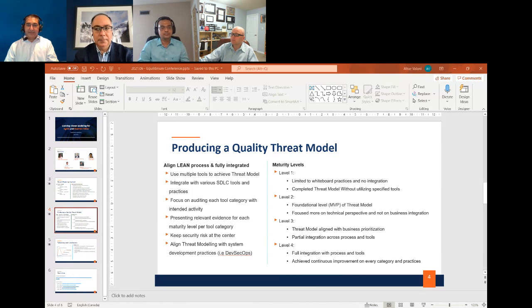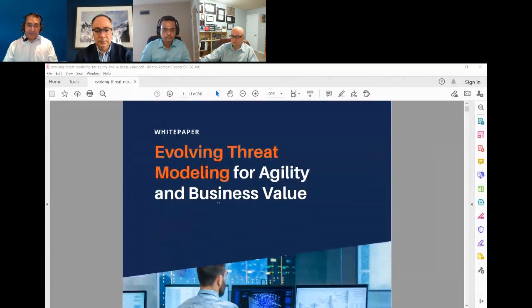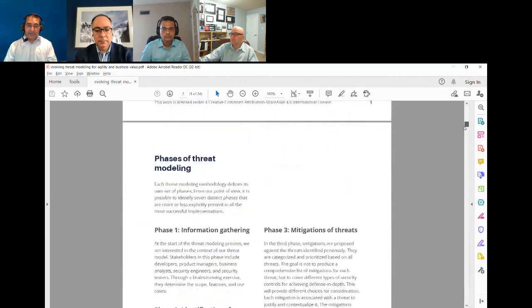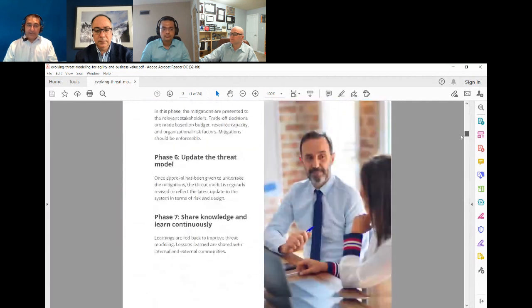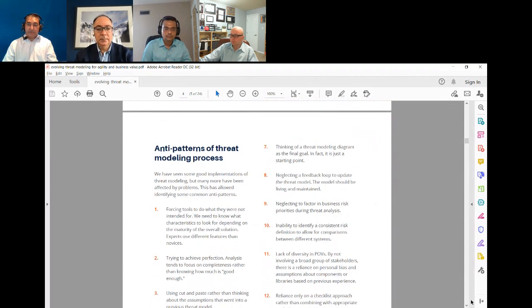Interesting. And I think what I'd like to do at this point is just share my screen here and let people know that we do in fact have this available for people to have. It's freely available. It's the actual paper that we put out about evolving threat modeling for agility and business value. And to give you some idea of what we've described in here, what are some of the different phases of threat modeling? We even went through and talked about some of the anti-patterns and described it in much more detail than we could possibly do in just a simple one-hour discussion.